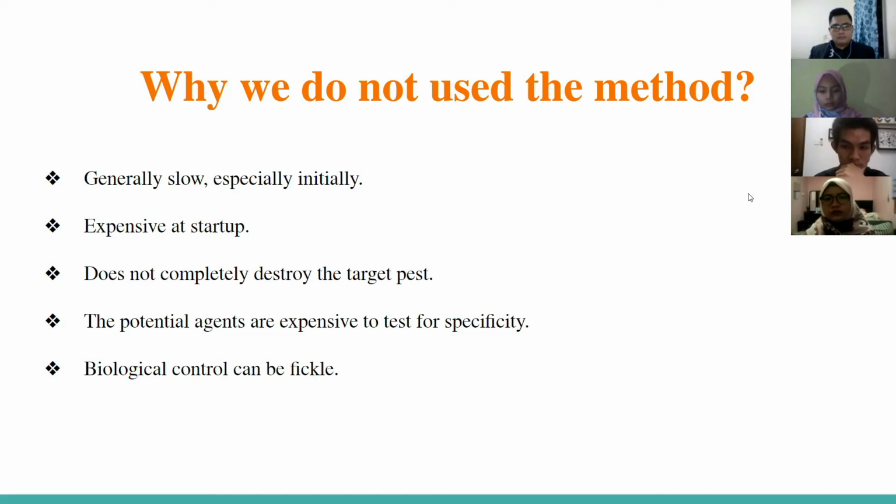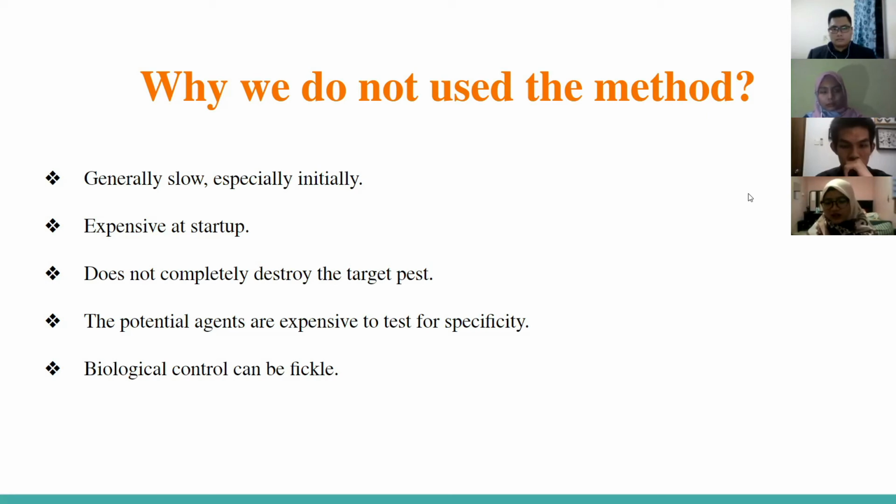Next, it does not completely destroy the target pest. The biological control is unpredictable. Its unpredictability lies mostly in the fact that natural enemies are dependent on environmental conditions. Next, the potential agents are expensive to test for specificity. Host specificity testing may take many years to complete because of the need for trueness.